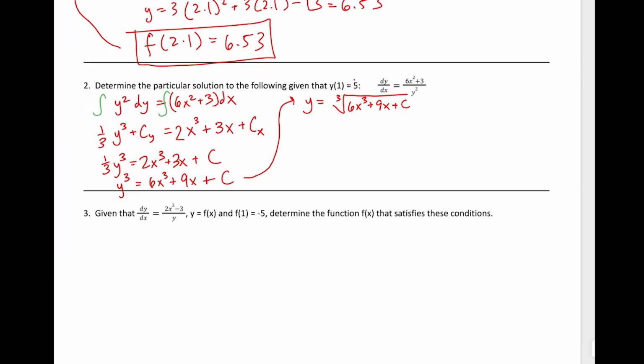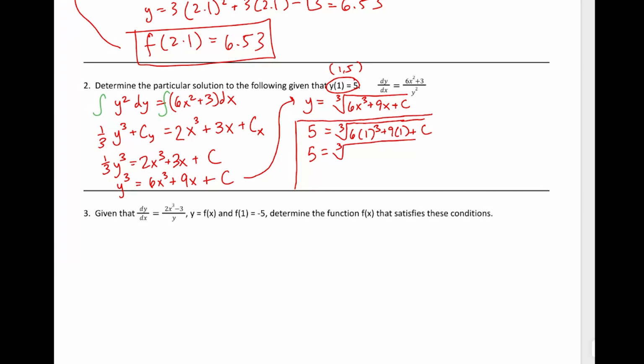And I can do that by using this coordinate that was given here, (1, 5). Okay, I'm going to plug in 5 for y, and I'm going to plug in 1 for x. And we're going to use this equation to figure out what that c value is. So 1 cubed is 1 times 6. It's going to be 6.